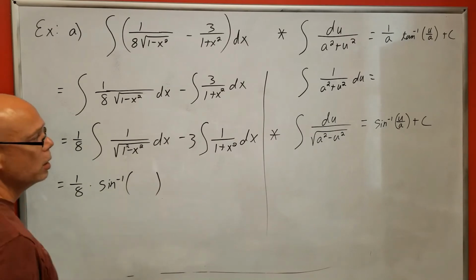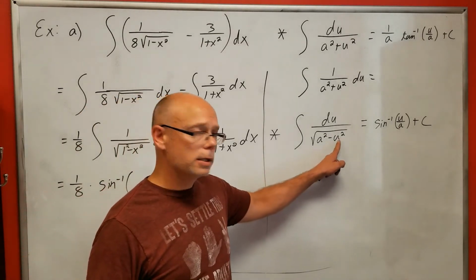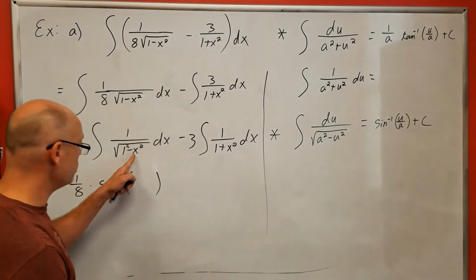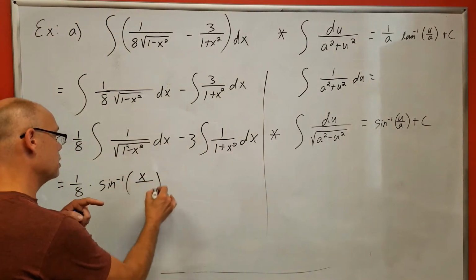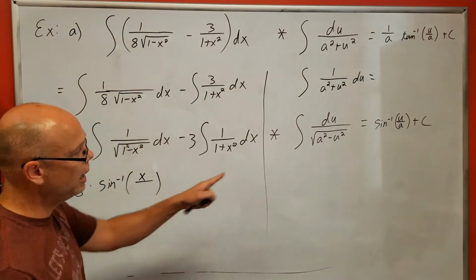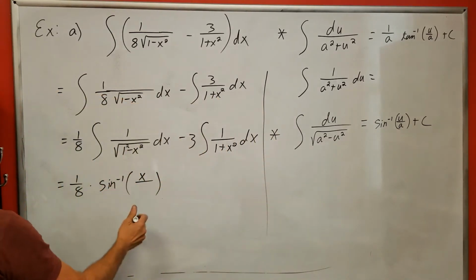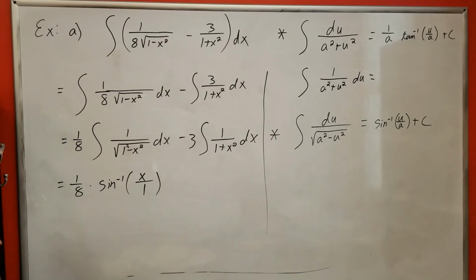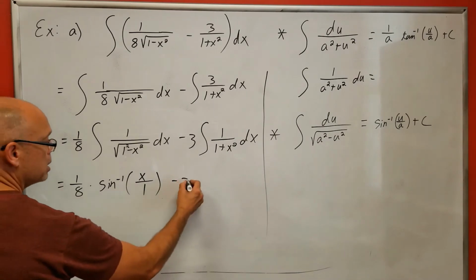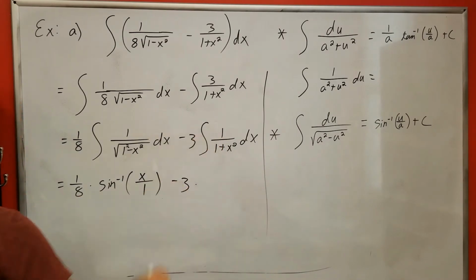What is u? U is the variable part that's being squared, right? So what's my variable part that's being squared? X over a. A is what? My constant part that's being squared. What is my constant that's being squared? 1. Minus 3 times, how about this part right here?